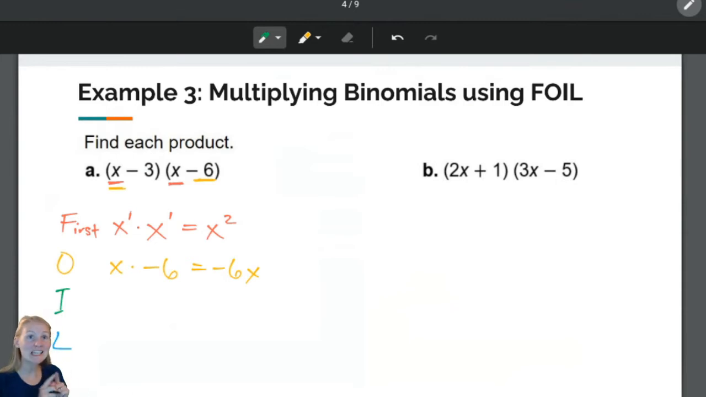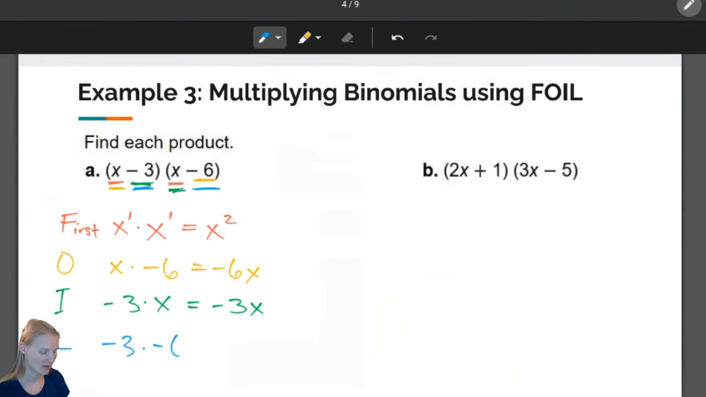Next, we're going to look at the inside terms. Those are the two right next to the parentheses. So that is negative 3 and x, negative 3 times x, which is negative 3x. And last, but not least, we have our last terms, which are negative 3 and negative 6. So negative 3 times negative 6 is positive 18.